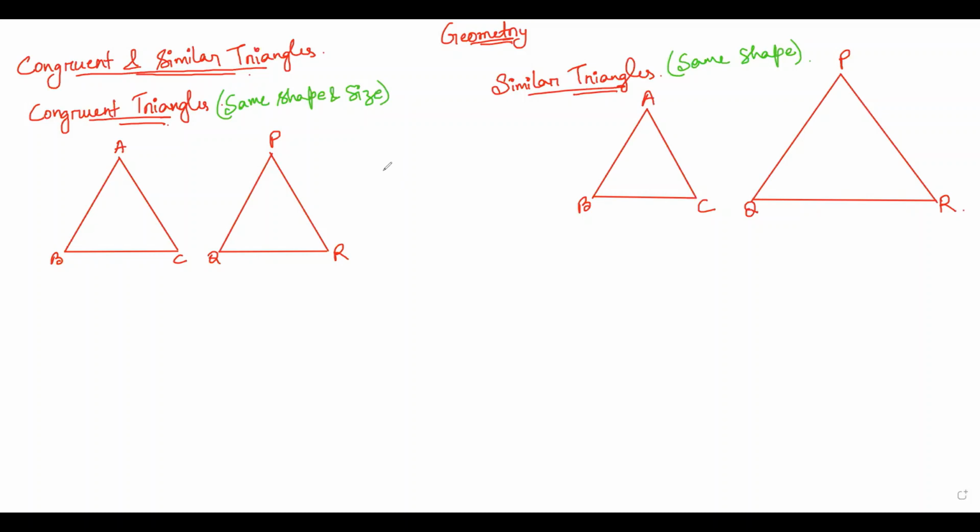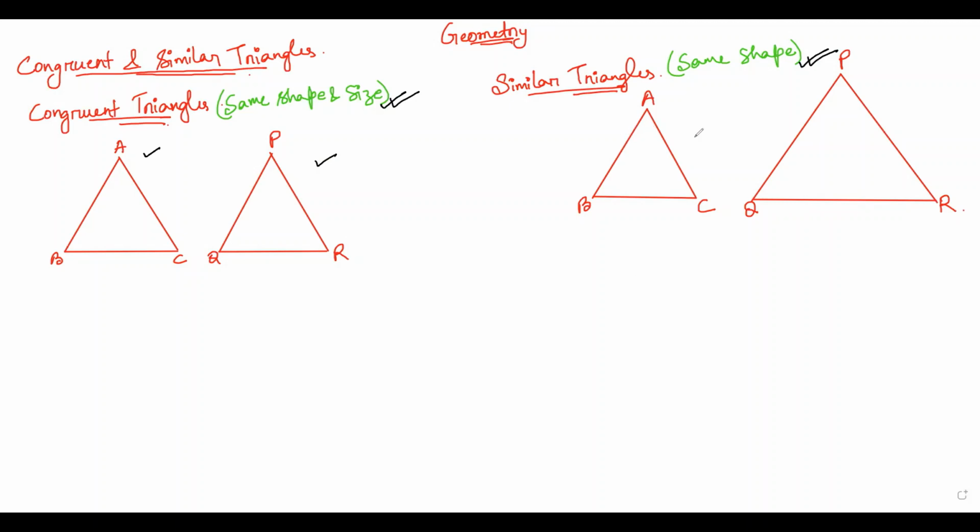Two triangles are said to be congruent triangles if they have same shape and size, whereas two triangles are said to be similar triangles if they have same shape. Here I have considered two triangles, triangle ABC and triangle PQR, and these two triangles have the same shape and size as well. So these two triangles can be termed as congruent triangles.